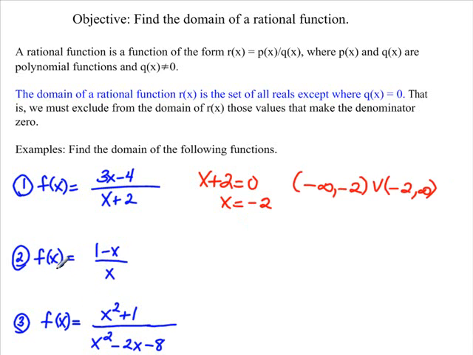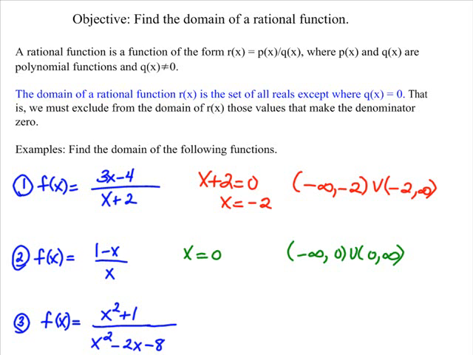Now what about the second problem, f of x equals 1 minus x over x? Here we have to find what number makes the denominator 0, and we know that x is equal to 0 at 0. So the only restriction from our domain is that we cannot have 0 in the denominator. So that domain would be written as negative infinity to 0 union 0 to infinity.